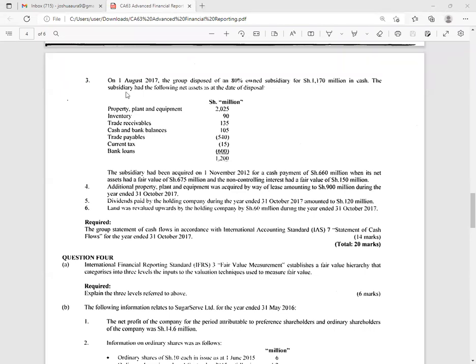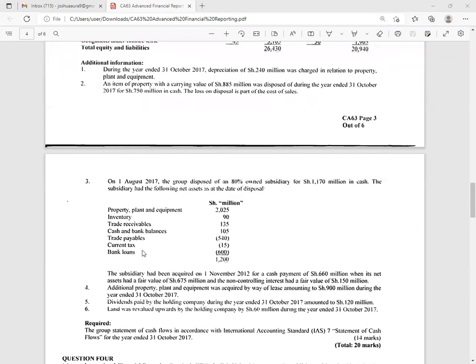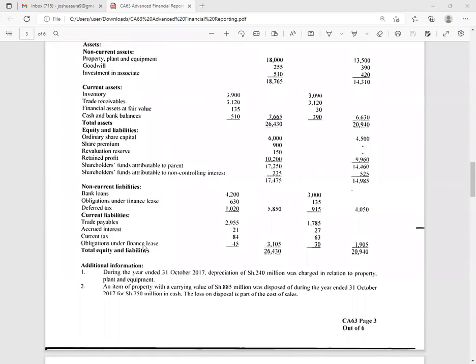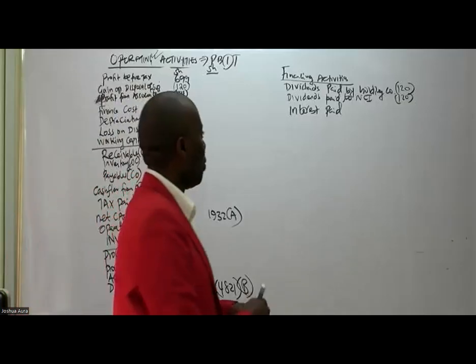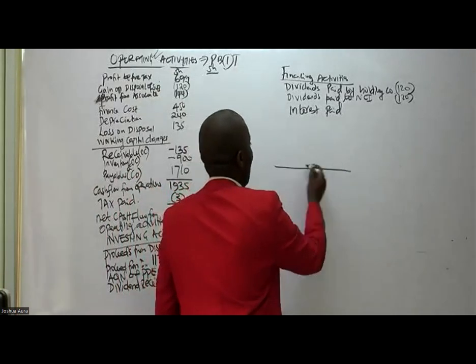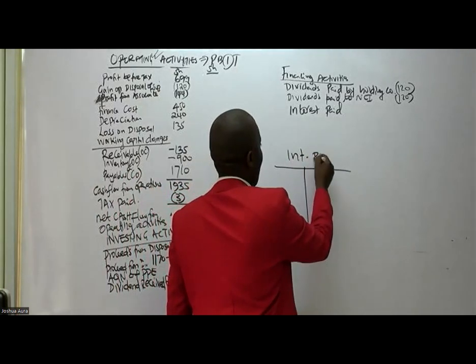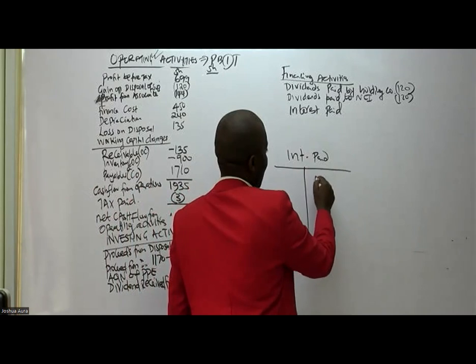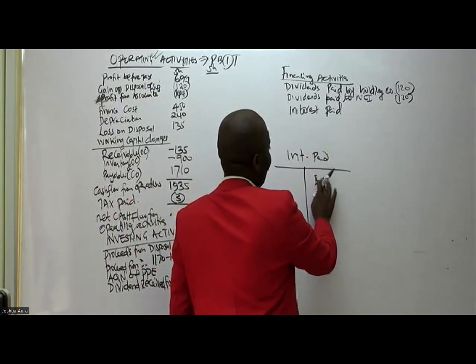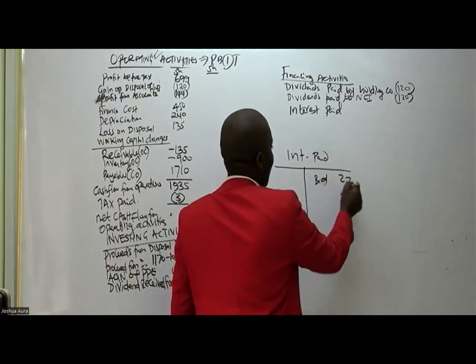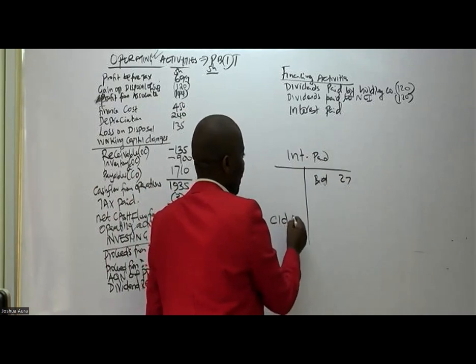Fortunately, I can see on note number 3 that we don't have interest there. So for the interest obligation, I can see the accrued interest here, 27 versus 21. So interest paid is quite easy. I'll draw a T account if you wish. So we have interest paid. It's a liability, so the balance brought down is 27, and carried down, in this case, is 21.